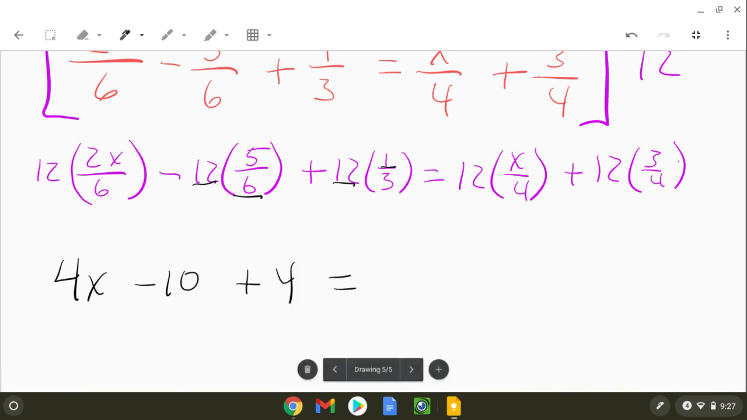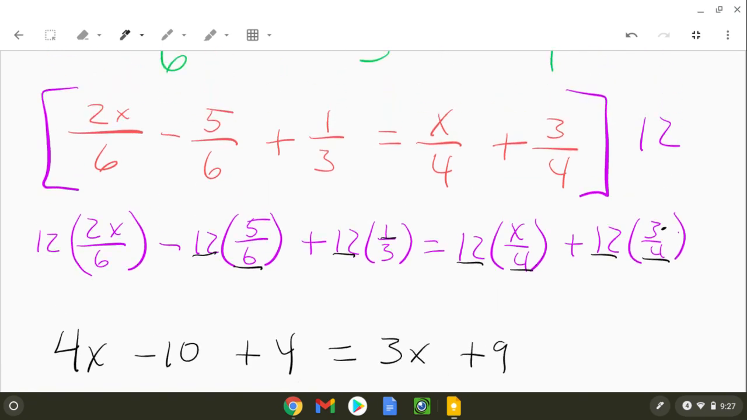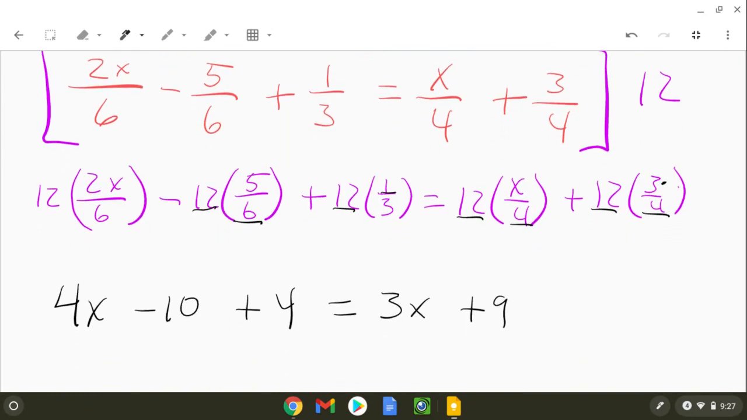And then we have a 12 up top and a 4 down below. So 12 divided by 4 is 3. And then 12 times 3/4: 12 divided by 4 is equal to 3, but then we have to times it by this 3. So that's going to be a 9. You could have gone from my red step straight to the black one if you wanted to.